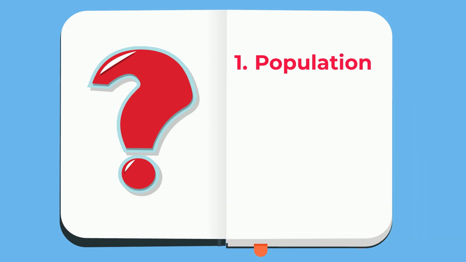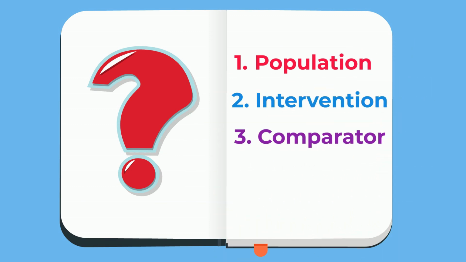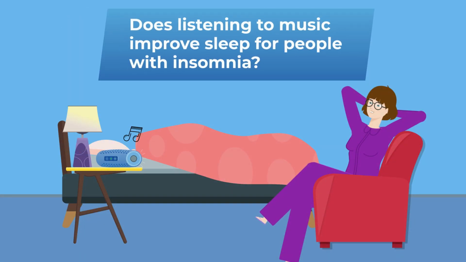1. The population. 2. The intervention. 3. The comparator. And 4. The outcome. I'm going to explain what each of these are using this example question. Does listening to music improve sleep for people with insomnia?